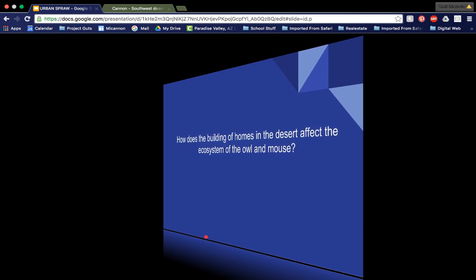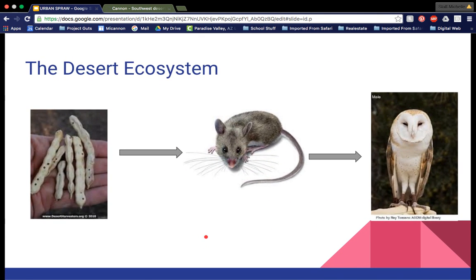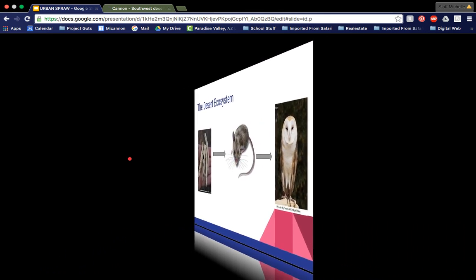Of the owl and the mouse. Owl's one of my favorite animals, flying around in the desert. I think they're just majestic and beautiful. They are a predator of the mouse, which is not so majestic. And their primary food source is the mesquite bean, which comes from our mesquite tree. We happen to be chopping these down as we build our homes.